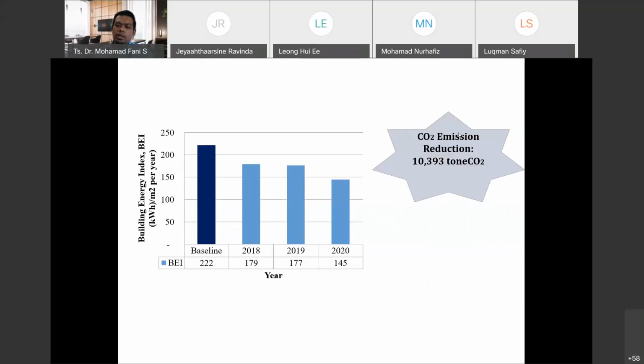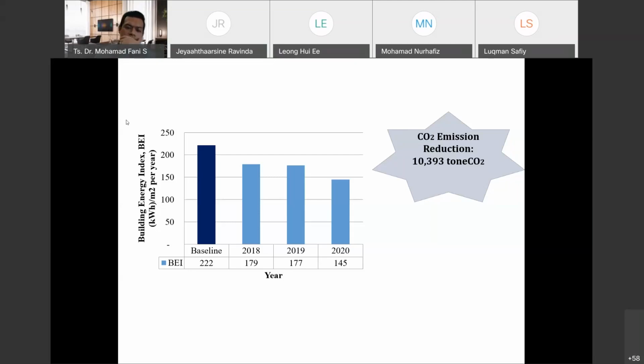And with the CO2 emission reduction, 10,000 ton CO2. Okay, so remember, it was said about the 1 ton CO2. 1 ton CO2 equal to 1 bungalow house. So this time, after 5 years, we get to reduce the CO2 emission for about 10,000 ton CO2.